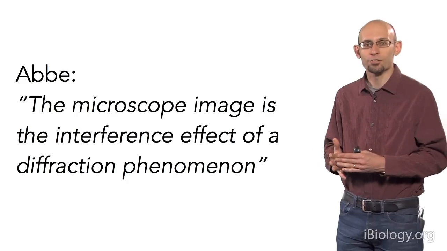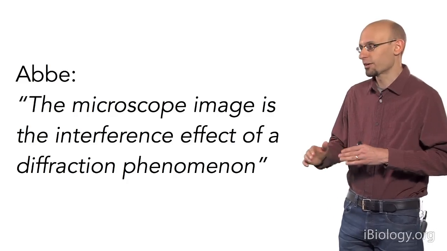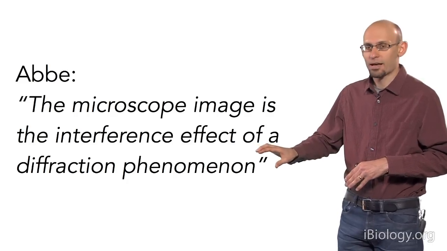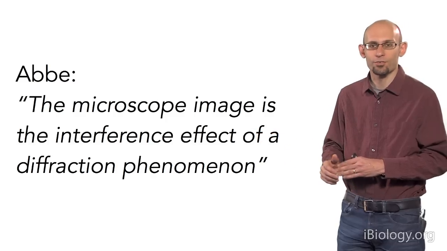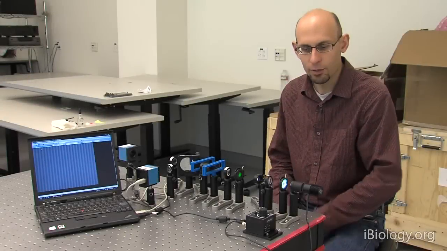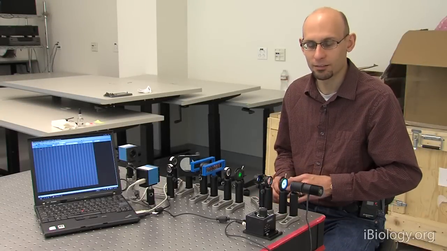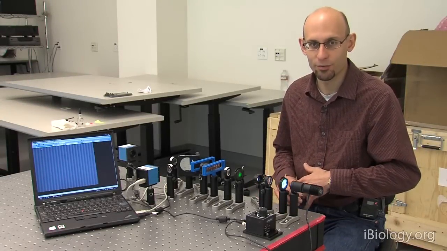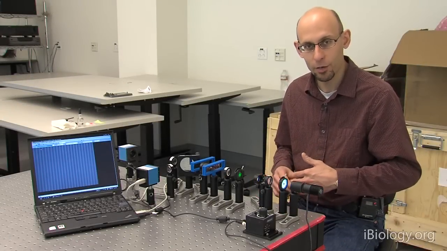And that's what we're going to now go into the lab and show you. We're going to look at various samples, see their diffraction patterns, and then see how interference between those diffracted beams gives rise to the image of the sample. What I want to do here today is try and give you a real-life demonstration of how this works with real optics and a real microscope.